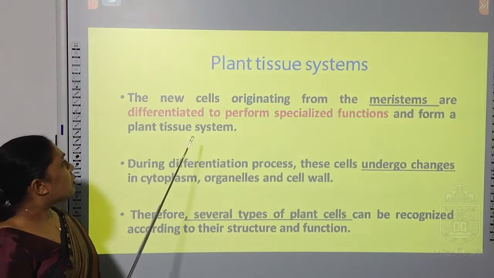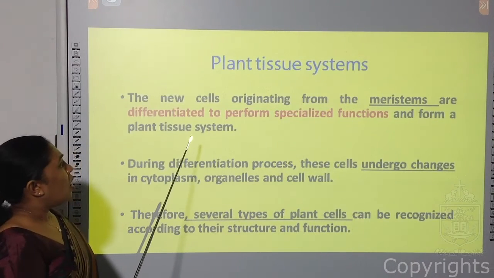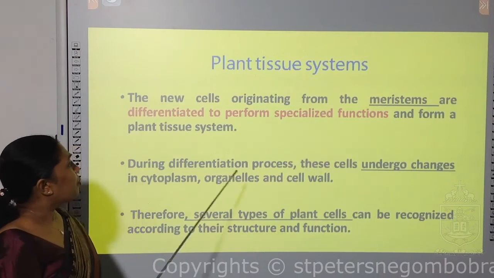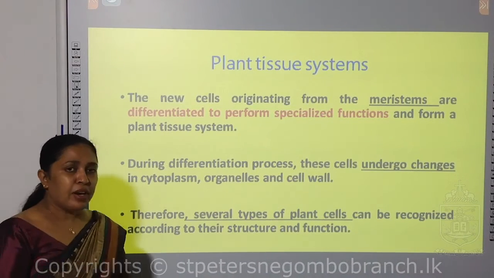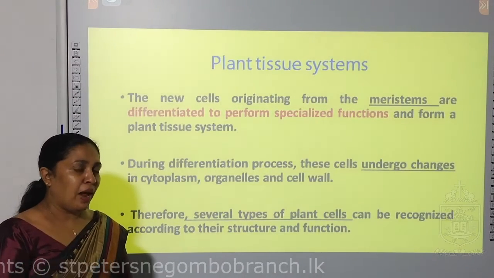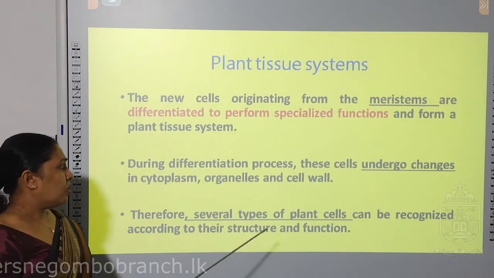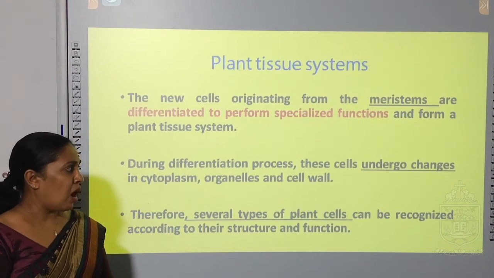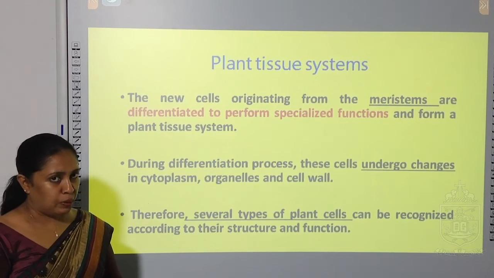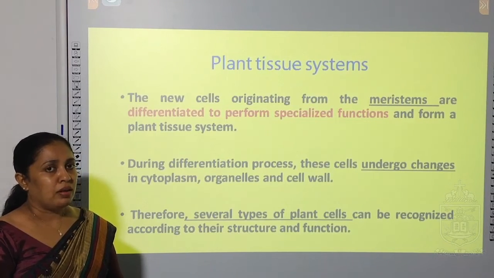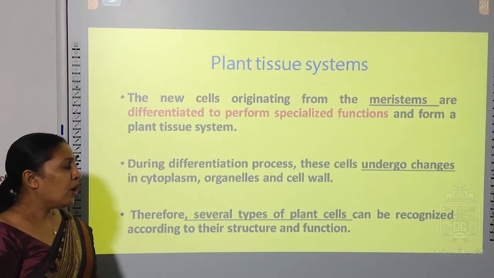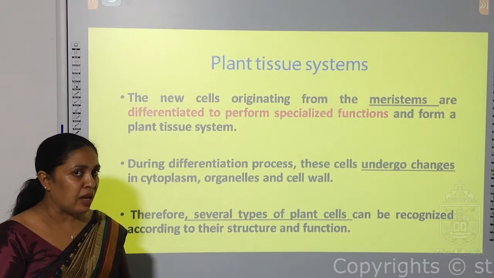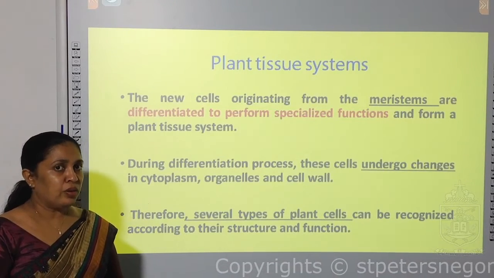So, meristems are differentiated to perform specialized functions and they become different types of cells in the plant tissue. These newly formed cells from meristems undergo changes in their cell walls, cytoplasm, nucleus, and many organelles of the cells. And so in the tissue, there are several types of tissue according to their function.